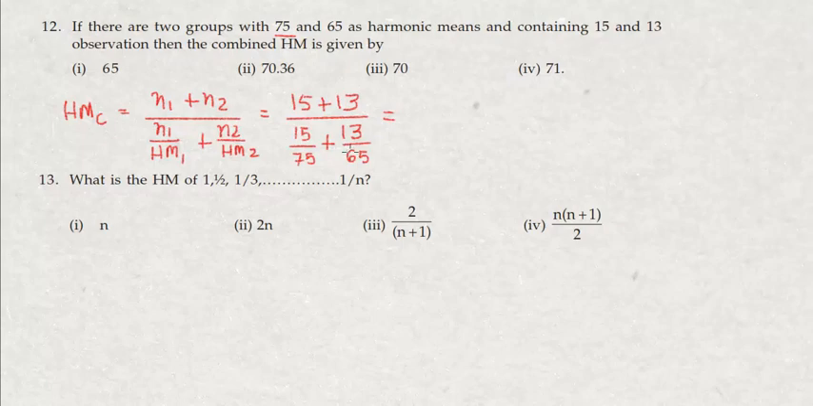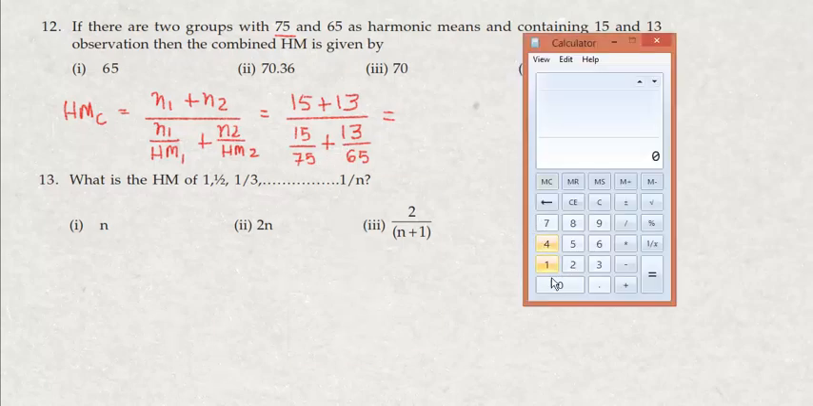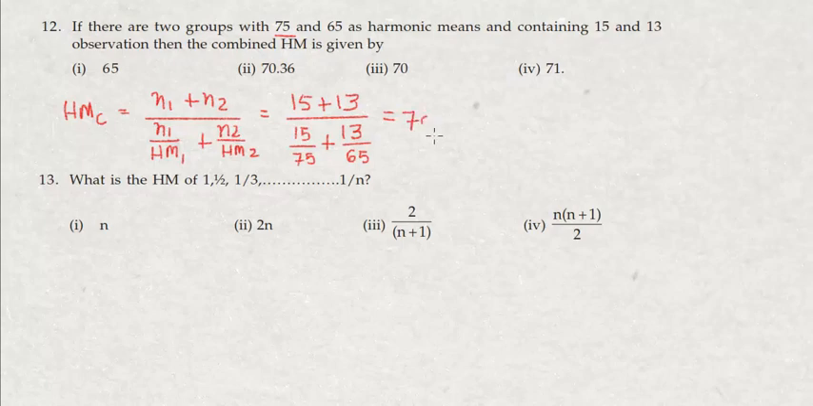This can be solved by using a calculator. Let me show you. On the calculator you can write down 15 divided by 75, put the answer in M plus, and then 13 divided by 65, again put it in M plus. Now you recall the memory, divided by total 15 plus 13 is 28, so divided by 28 is equal to, but this is not our answer, we just have to find out the reverse of it. Press the reciprocal button, or in your simple calculator you can press divide, equal to, or the 1 by x button. So this is our answer, 70. So our answer is 70 here.